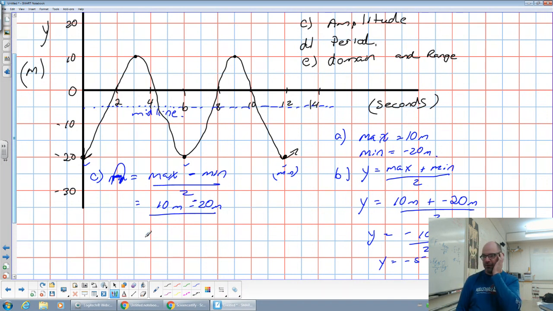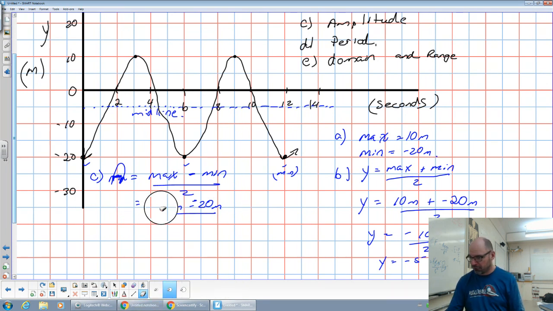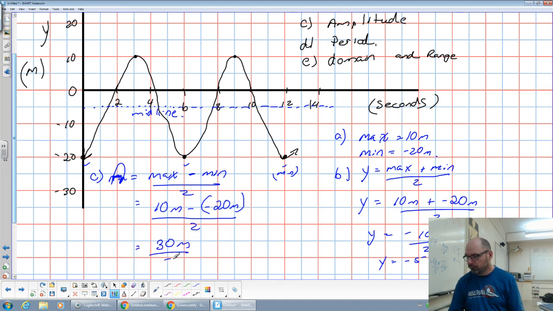It's kind of tricky, right? Okay, so it's 10. I'm going to write that better so that we don't get confused. 10 minus a negative 20. Okay, so this is going to be 30, which equals 15 meters. So our amplitude is 15 meters, which makes sense. If you go from the midline, 5, 10, 15. Makes a lot of sense.